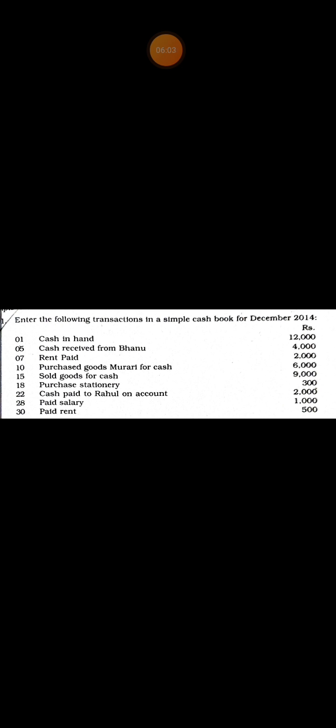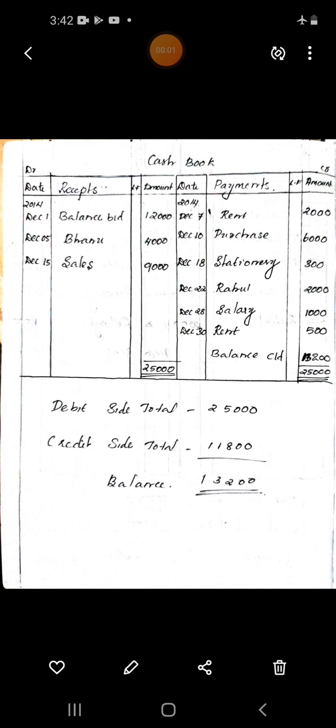Next, December 15, sold goods for cash. Sold goods and received cash. It is a receipt written on the debit side of cash book. Next, purchased stationery. Purchase of stationery is a payment, so written on the credit side. Next, cash paid to Rahul on account. Cash paid to Rahul or payment made to Rahul is a payment written on the credit side. Next, paid salary. Paid salary and paid rent both are payments written on the credit side. Answer.